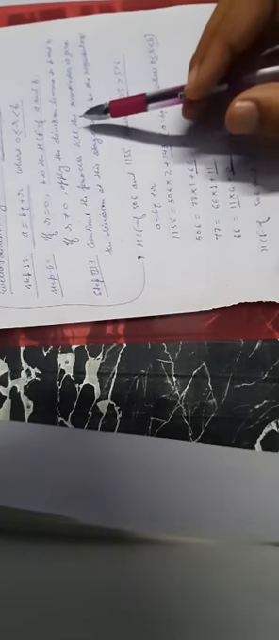This is the procedure by which we find the HCF of 506 and 1155 by the Euclid division algorithm.